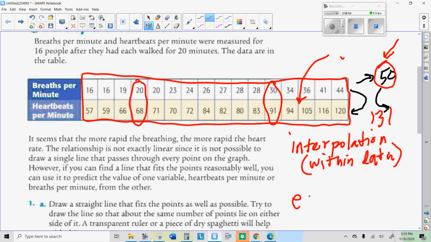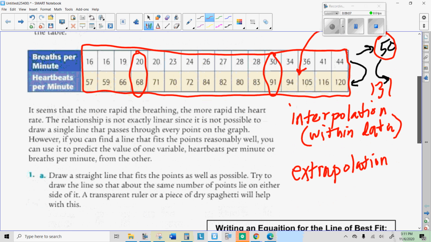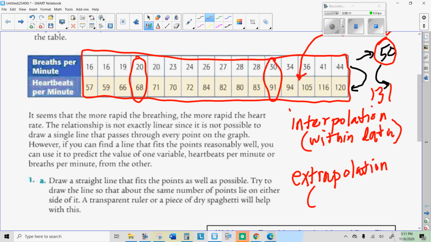When you go outside the data, like we did with the 50 and the 100 beats per minute, that's called an extrapolation. Extrapolations have some problems because you're not actually using the data. They tend to not be as accurate sometimes. Sometimes they are, but you need to be a little bit careful with them.